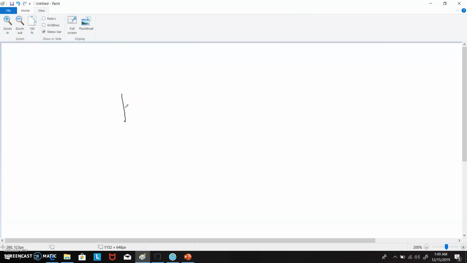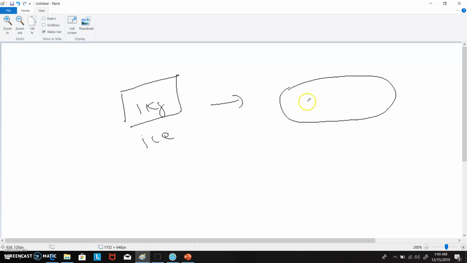Okay, students. Now again I draw this picture. 1 kilogram of ice cube completely changed into 1 kilogram of water. Is the temperature changing? No, temperature is not changing. What is the temperature here? 0. What is the temperature here? 0. So the only change we can see is the state change.